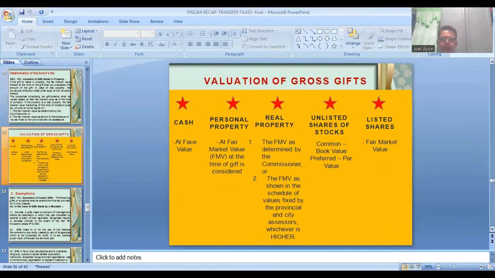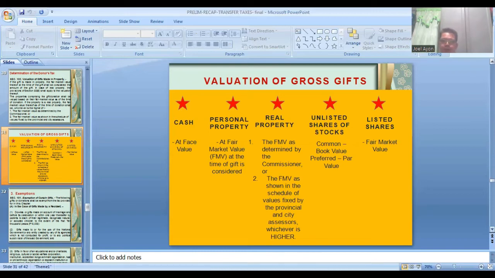So we have here a summary of the valuation of gross gifts. If the donation is cash, the valuation is the face value, of course, because it is cash. Then if it is a personal property, at fair market value, as I have mentioned earlier, at the time of the gift. Meanwhile, if it is a real property, the fair market value as determined by the commissioner and the fair market value as shown in the schedule of values fixed by the provincial and city assessors, of course, whichever is higher. So, that's the valuation of gross gifts.